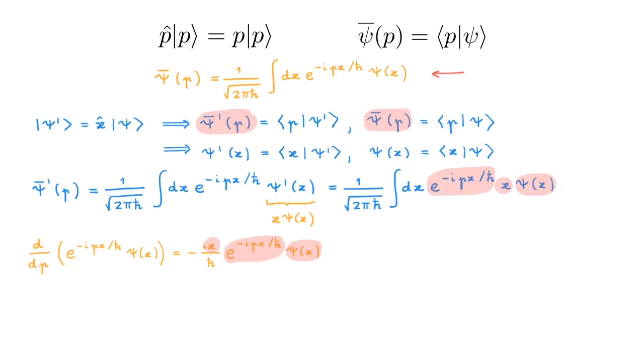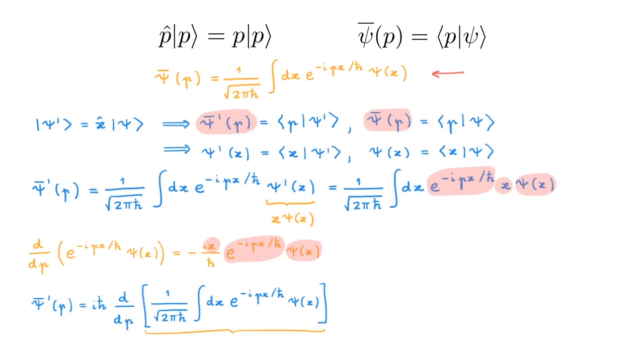This tells us we can rewrite psi bar prime of p as equal to i h bar d dp of 1 over square root of 2 pi h bar integral over dx e to the minus i p x over h bar psi of x, where we can take the derivative with respect to p outside of the integral because the integral is over x. The last step is to realize that the term in square brackets is simply the Fourier transform written above, so it is equal to psi bar of p, and we can write the whole thing as equal to i h bar and the derivative with respect to p of psi bar p.